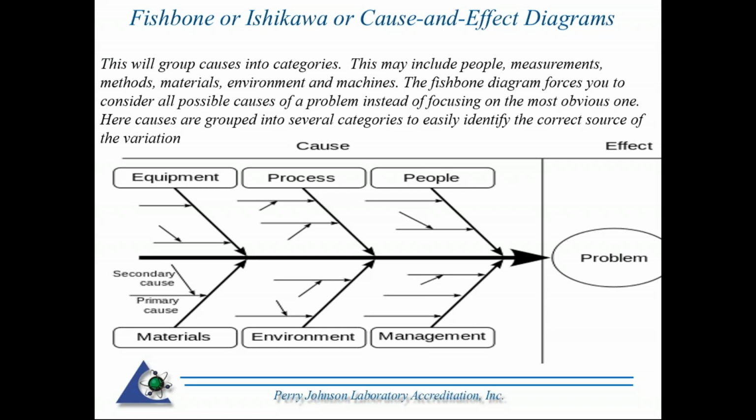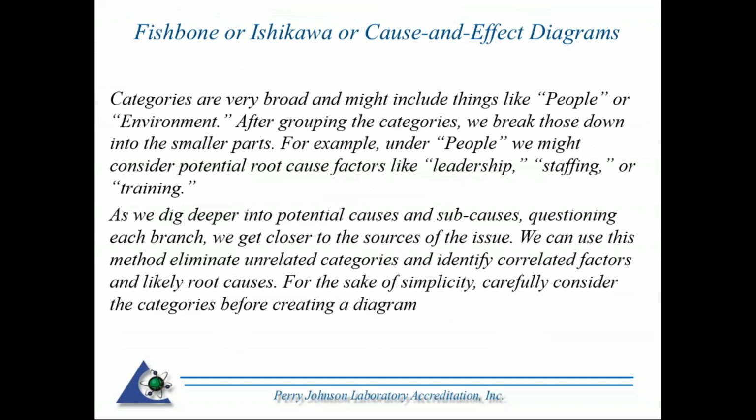So here's a simplified diagram. We have a problem. We have all these things here that feed into the problem, and we're going to basically look at each one of these, determining whether or not there's a cause within each of these groups or categories. Categories can be very broad, things like people, environment. After grouping, we can break these down even into smaller parts.